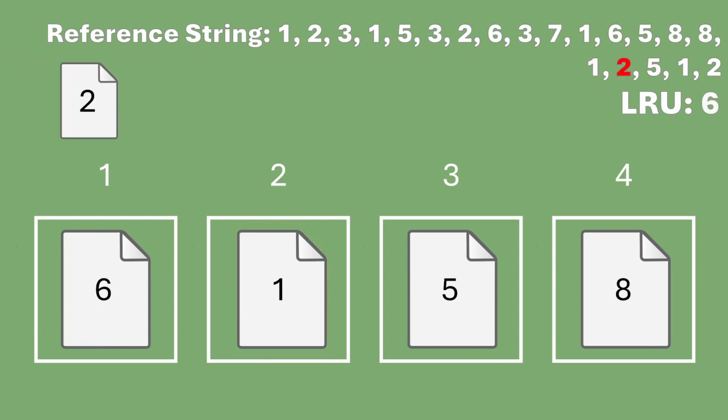Page 2 is requested. A page fault occurs and it is swapped with LRU page 6. Page 5 is requested and accessed from frame 3. LRU is updated to page 8. Page 1 is requested and accessed from frame 2. Page 2 is requested and accessed from frame 1. With that, the user has no further requests and the example is complete.